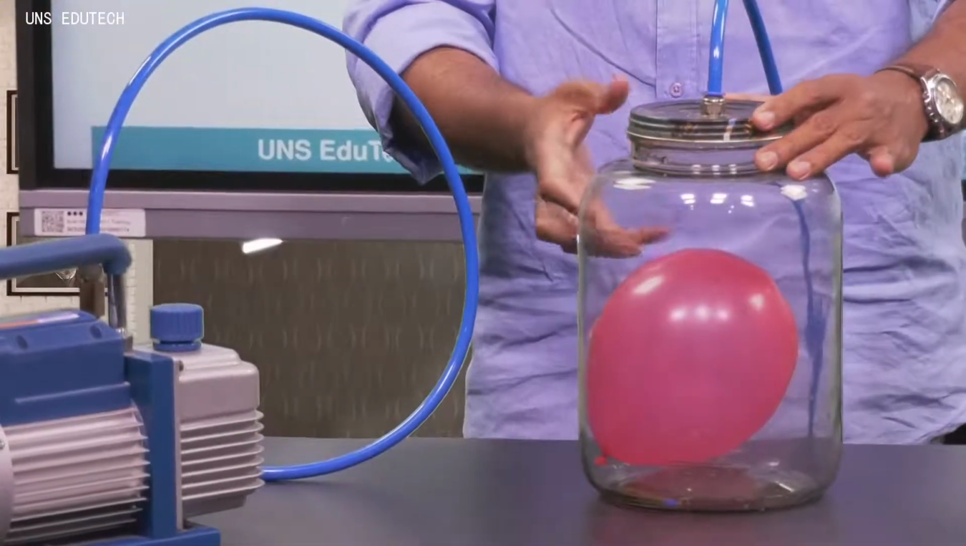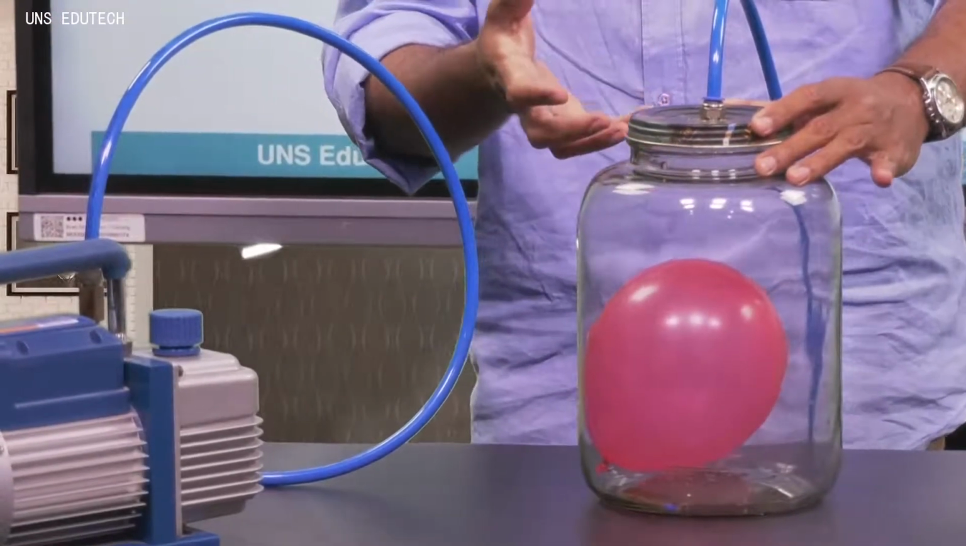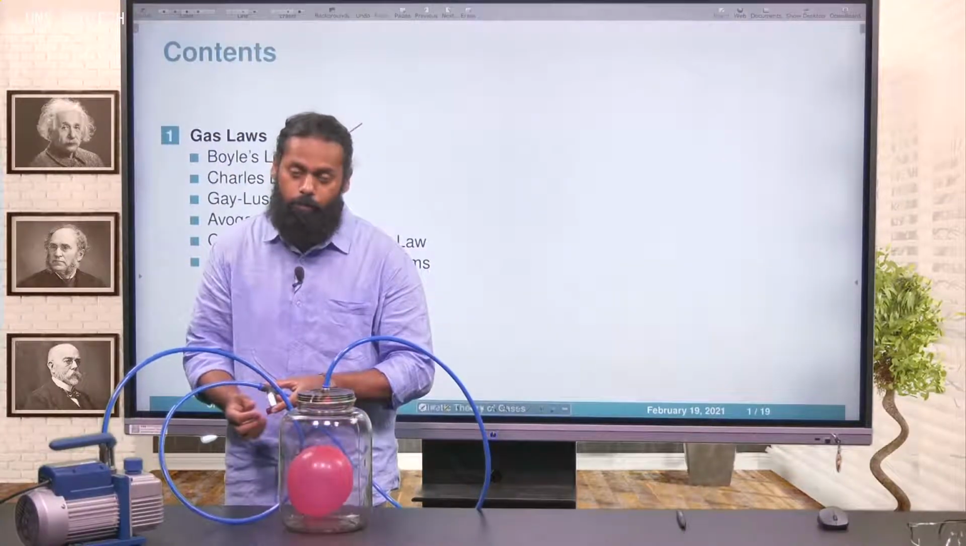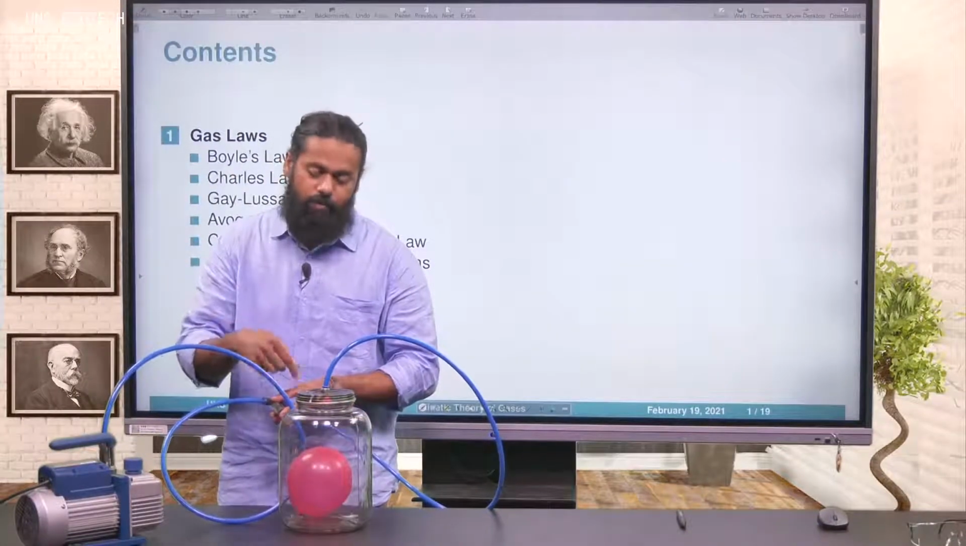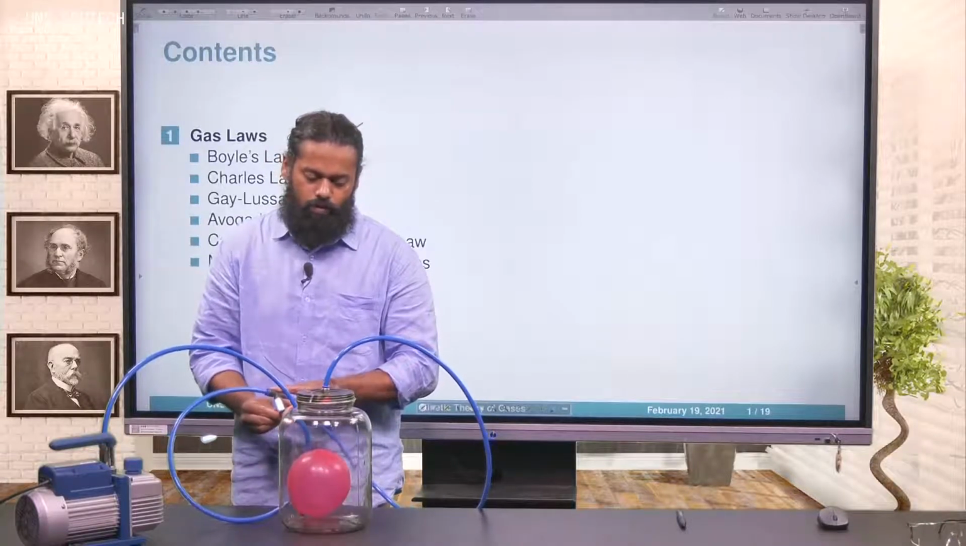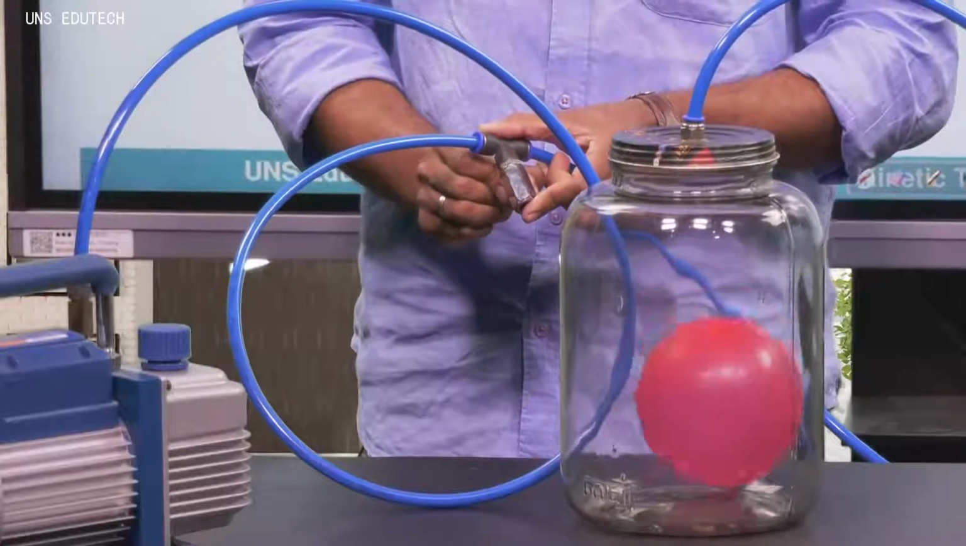You can see that the size of the balloon increased. I have a mechanism here to remove the air. Now I am releasing the air, allowing the atmospheric gas to enter the tank. In that case, you can see that the balloon will go back to its real size.